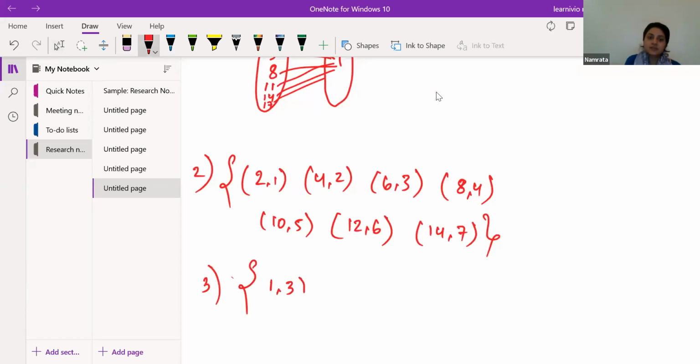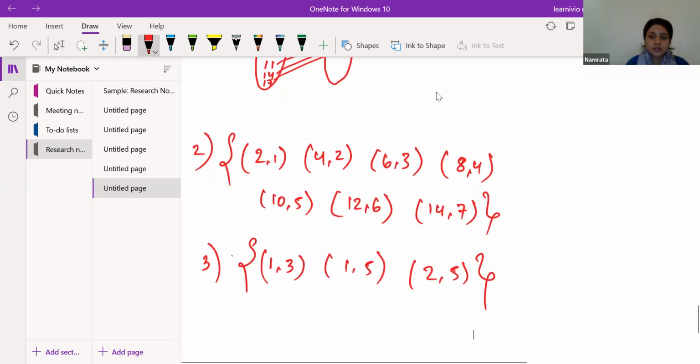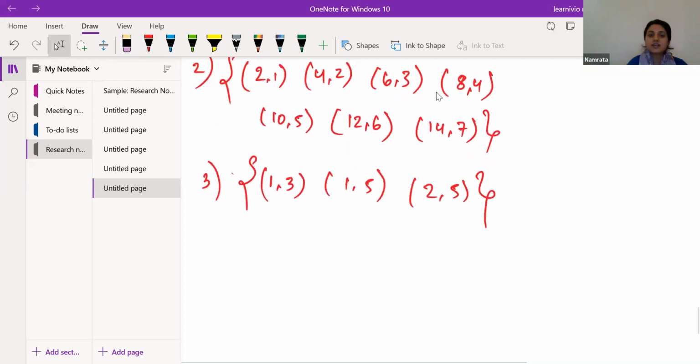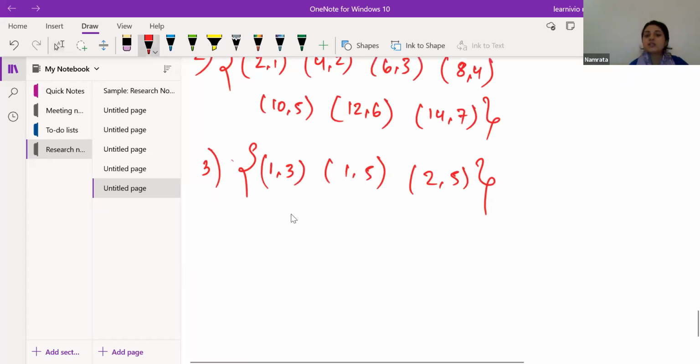1, 3, 1, 5, 2, 5. Is it a function? No, ma'am. It's not a function. Why is it not a function? One has two images. Yeah, exactly. So one has two different images. That is not acceptable for any relation to be a function.